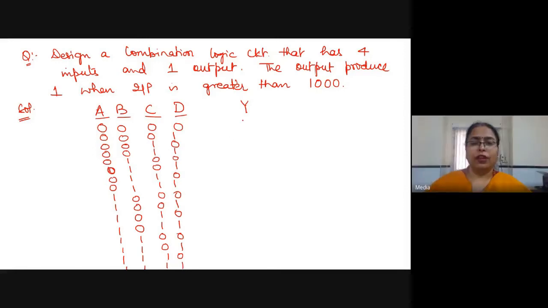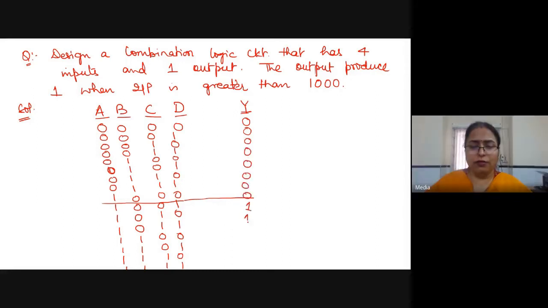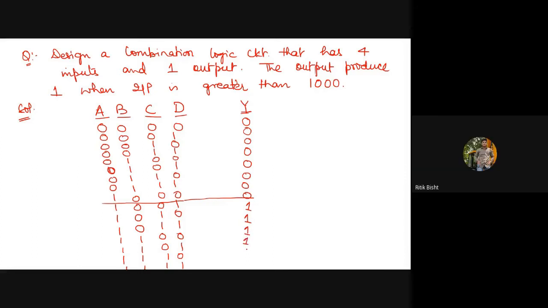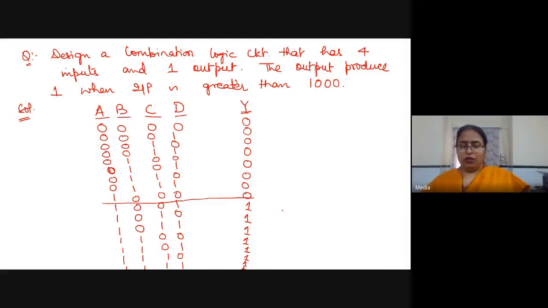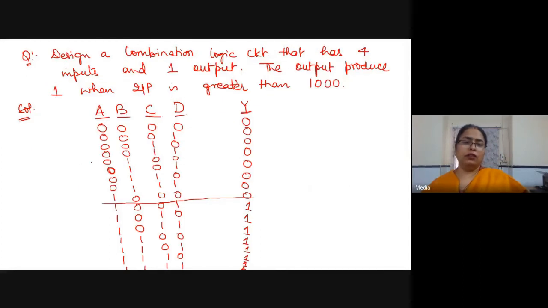Very good. Now, what will be the output? It will be 0 here because it is less than or equal to 1 0 0 0. So all will be 0. And then all will be 1 here. Okay. So how many steps have we done? We have done 3 steps. This is the truth table we have made, showing the relationship between input and the output. Clear?